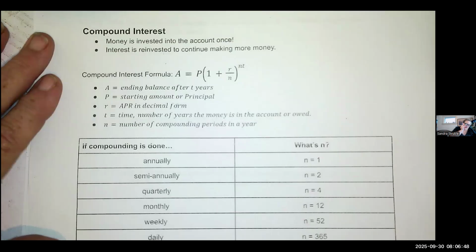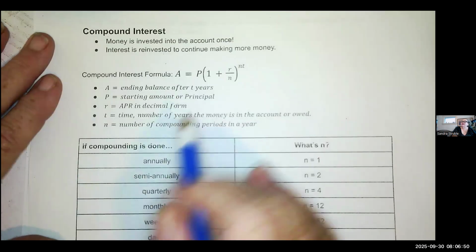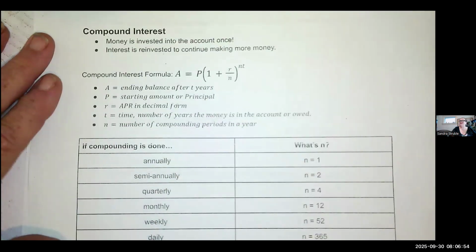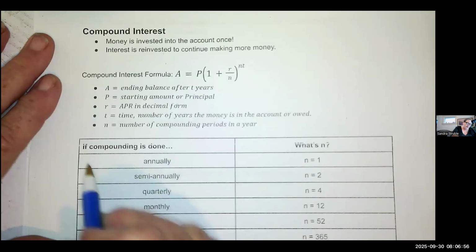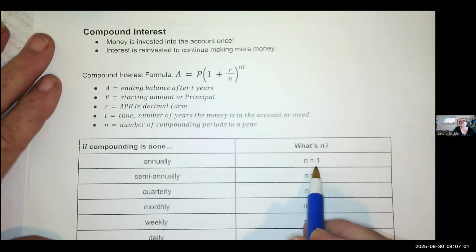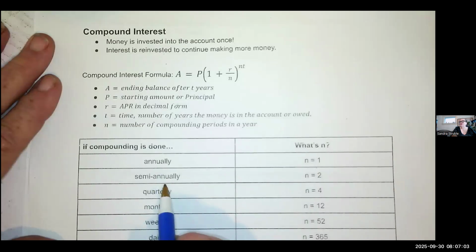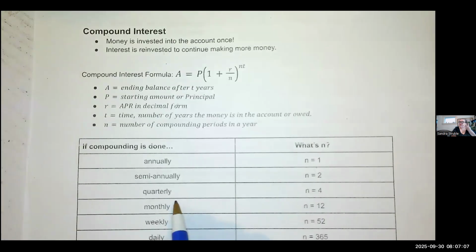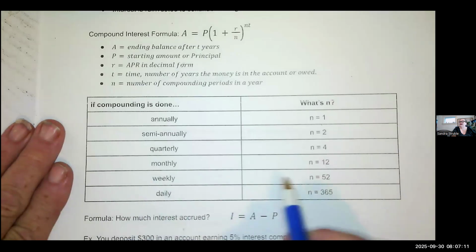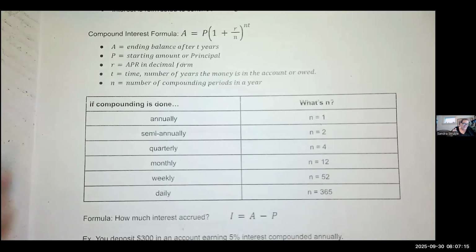exponential functions. All right. So N has to do with the number of compounding periods in a year. How often does it happen in a year? So if it's done annually, that's once a year, so N would be equal to 1. If it's semi-annually, this is in your homework, N is 2. It happens twice a year. Quarterly happens 4 times a year. N is 4. Monthly happens 12. Weekly happens 52. And daily happens 365 times a year.